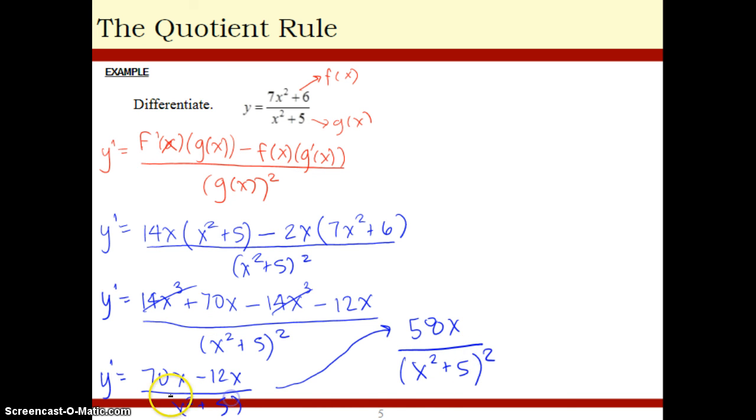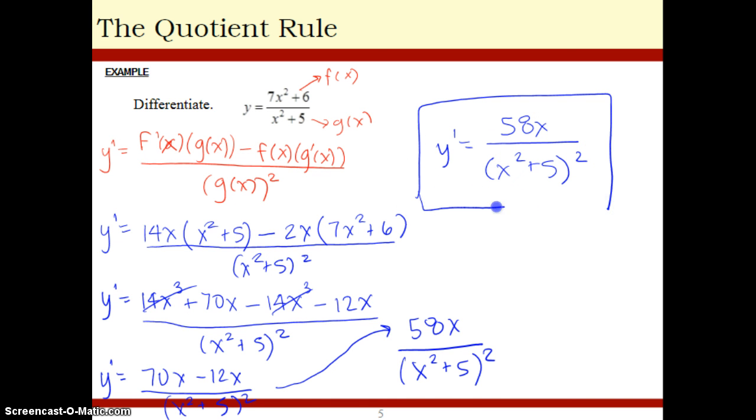Forgot to square that down here too. So that's what you get when you find the derivative of a quotient here: 58x over x squared plus 5 squared. So again, when you're working with the quotient rule, you want to be sure to use the quotient rule and find common factors. Factor those common factors out, because that's how you end up with answers that are similar to the choices that they give you in my math lab.